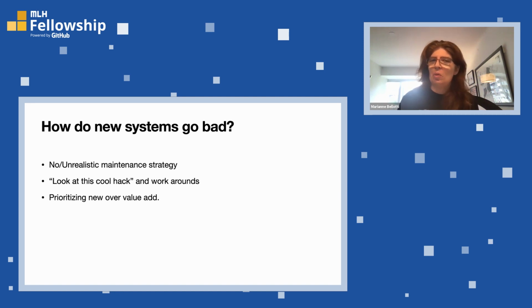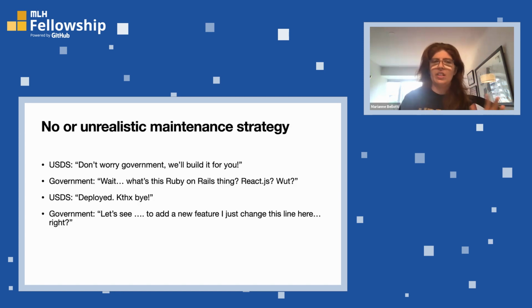How do new systems go bad? These are the three things I always highlight for teams that want to build a new system, whether they're building a new system to replace an old one or a completely new system. The first and most critical part is your maintenance strategy, and I'm going to go into depth on this in a minute. The second really important thing is the impulse to put cool hacks and workarounds in production. And the last thing we're going to cover is prioritizing new over value add. So let's dig into maintenance strategy.